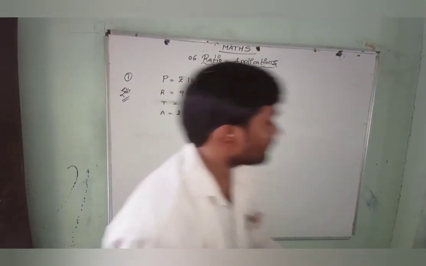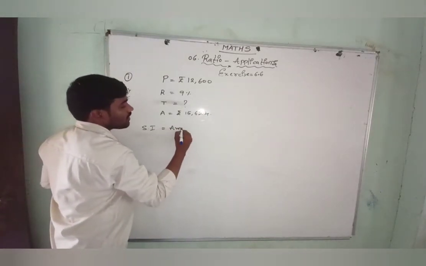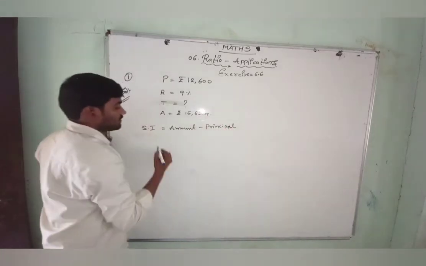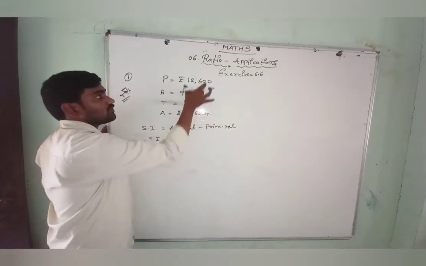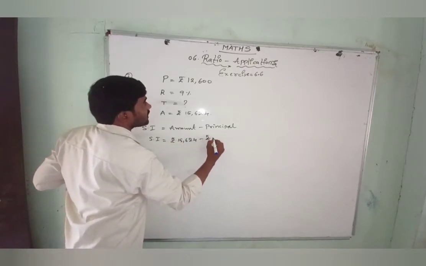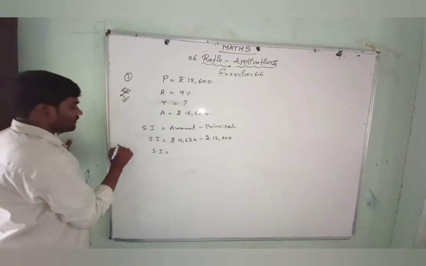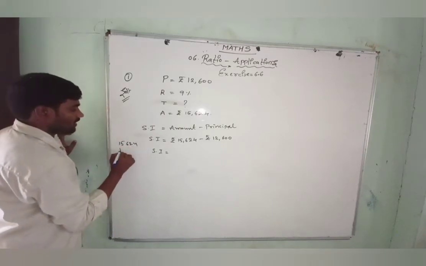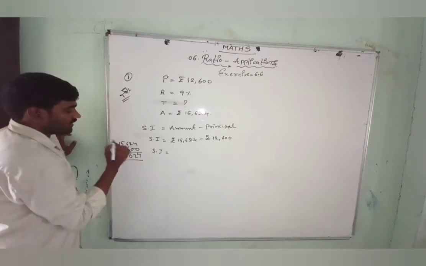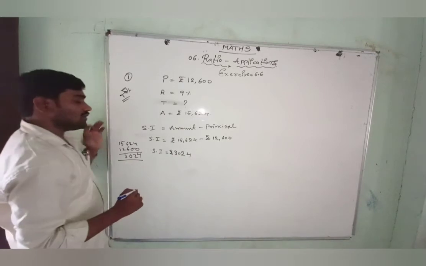So as given, the principal and the amount are given. So simple interest equals amount minus principal. The simple interest equals the total amount minus the given amount, the principal. 15,624 minus how much he gave? Rupees 12,600. So the simple interest equals 15,624 minus 12,600, which is 3,024. The simple interest equals 3,024 rupees.